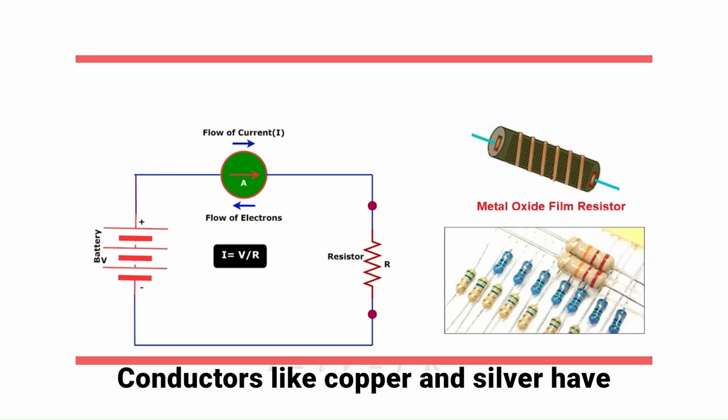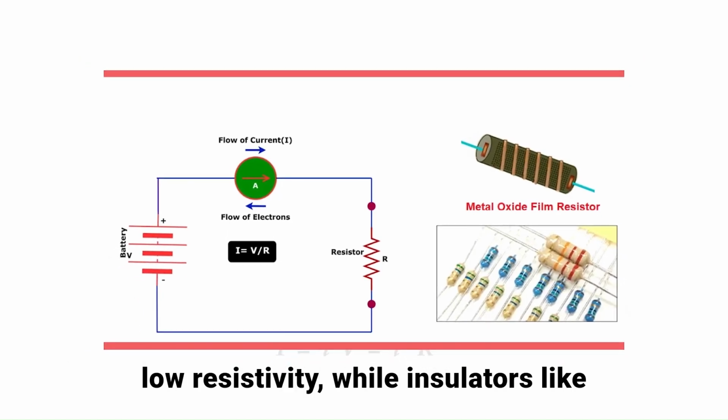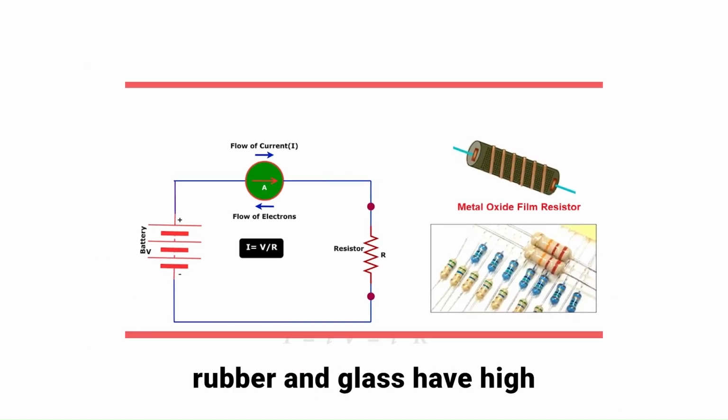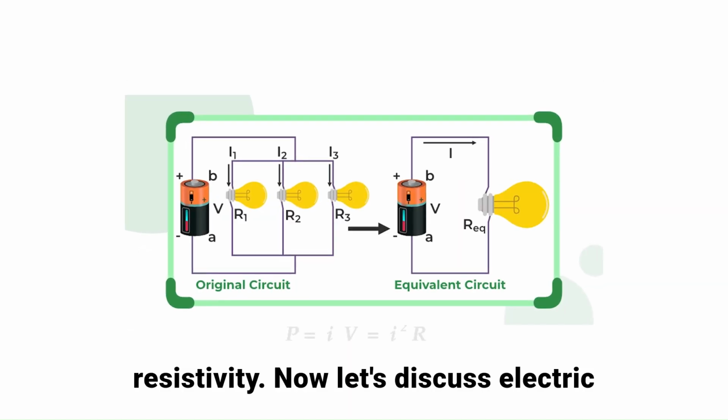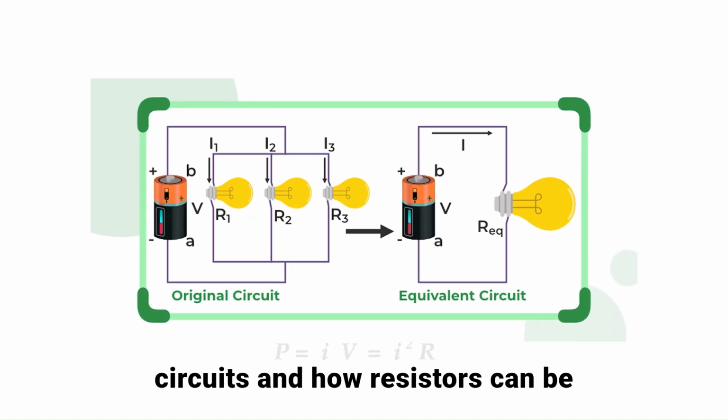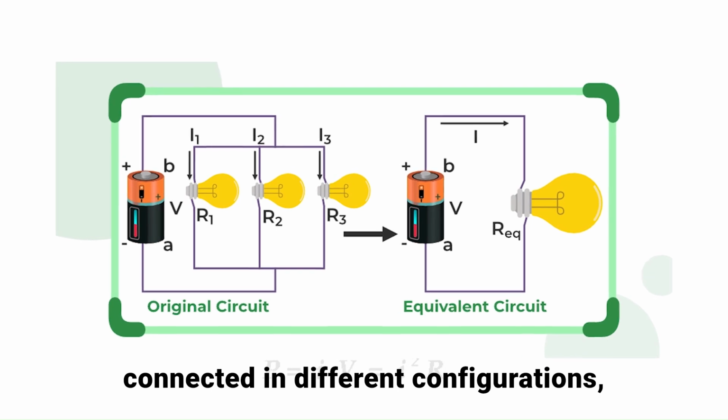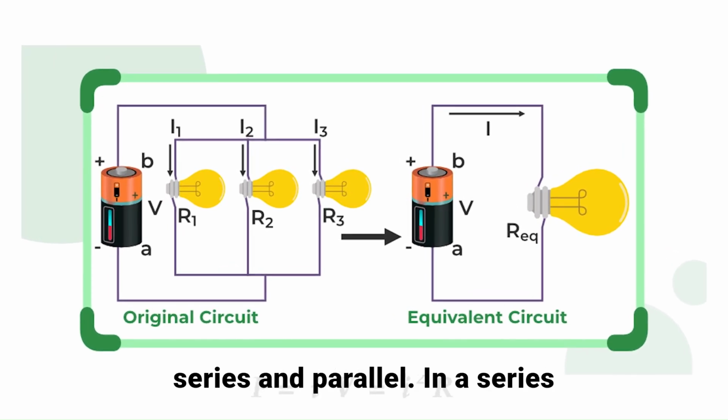Conductors like copper and silver have low resistivity, while insulators like rubber and glass have high resistivity. Now, let's discuss electric circuits and how resistors can be connected in different configurations, series and parallel.